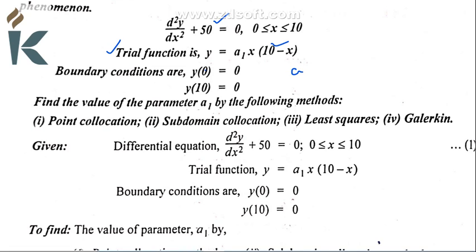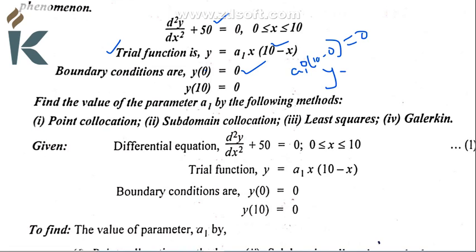Therefore a1 into x, where the x value is 0, therefore 10 minus 0. Ten minus 0 is 10. Here x is 0, and 0 into anything is always equal to 0. Therefore the first boundary condition is satisfied. Now you have to apply the second boundary condition. What is the second boundary condition?